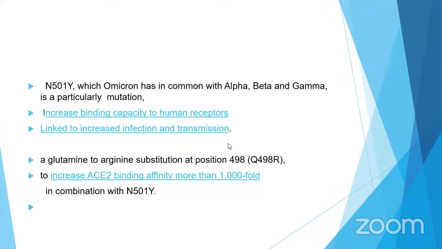Another is the N501 mutation. It is also common in the alpha, beta and gamma variants of coronavirus. Because of this mutation, there is increased binding capacity to the human ACE2 receptors, linked to an increased risk of infection and transmission. The 498 mutation, a glutamine substitution, increases ACE2 binding; the affinity is more than fold higher, and it is increased in the Omicron virus.